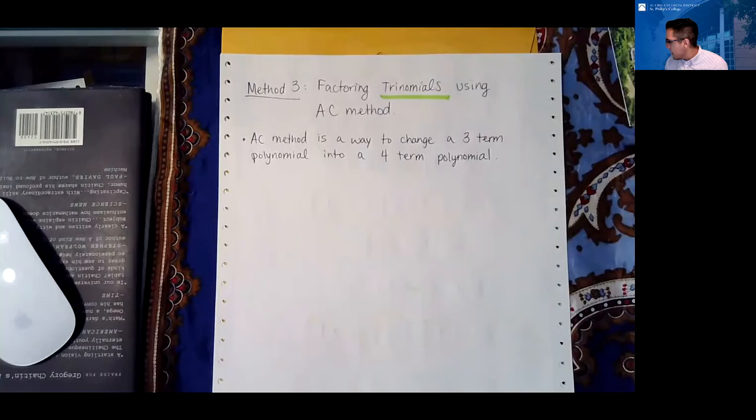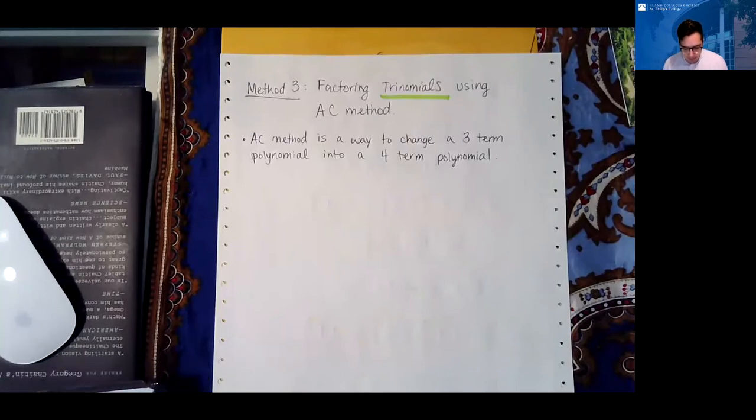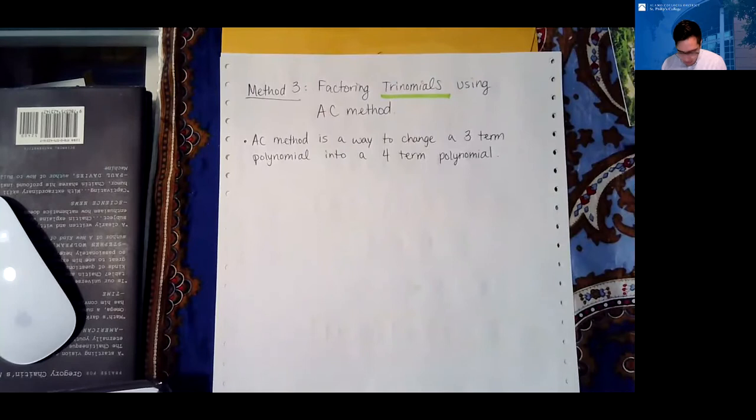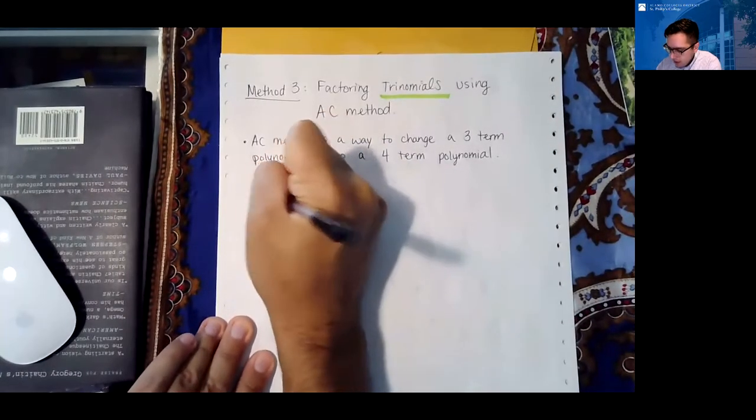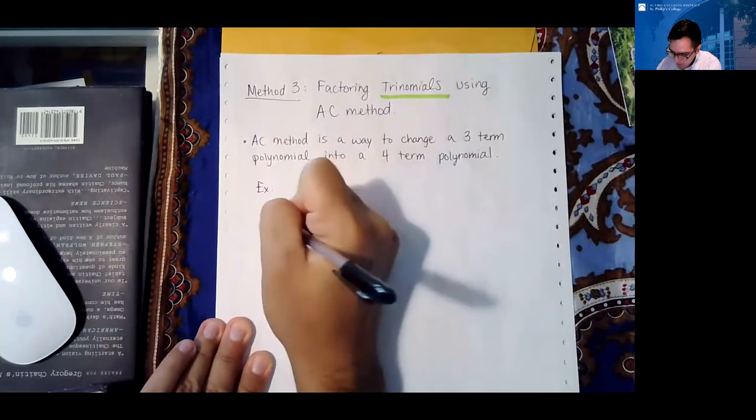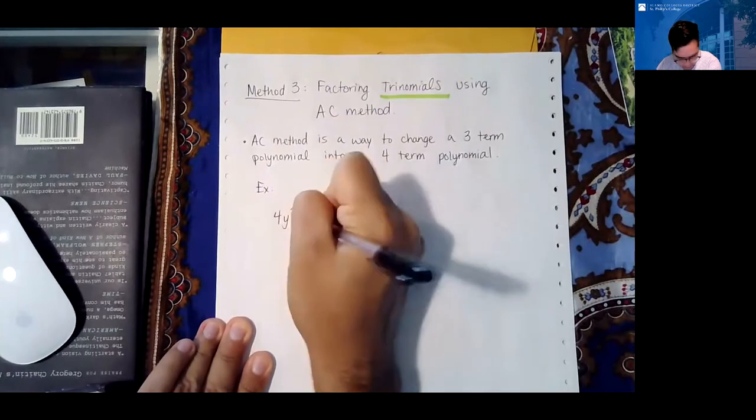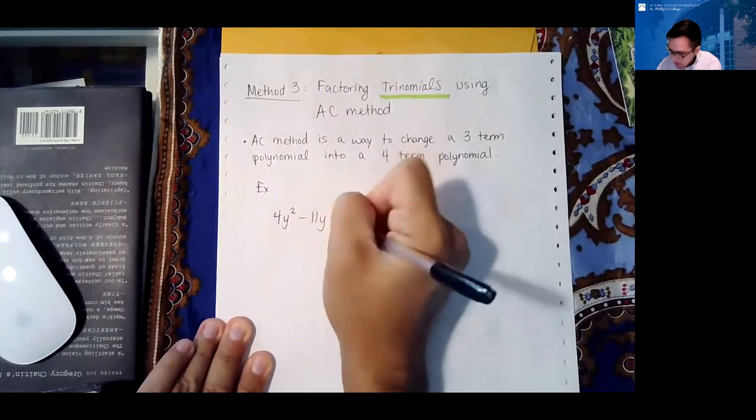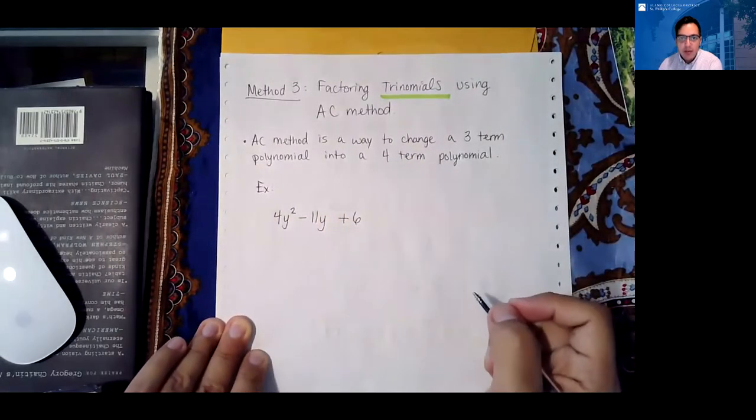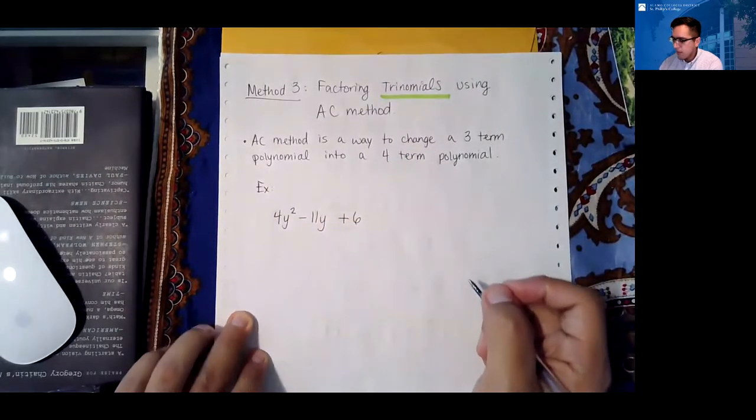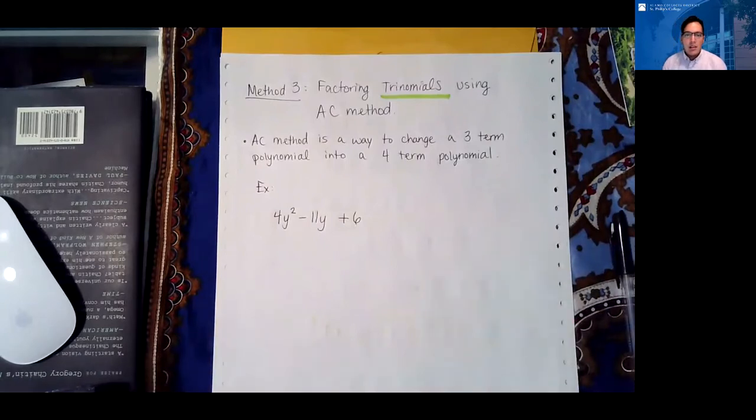So let's take a look at our first example, because I feel like you just learn these by doing. Let's take a look at 4y squared minus 11y plus 6. So we want to take this expression and write it as a product, that is some polynomial times another polynomial.